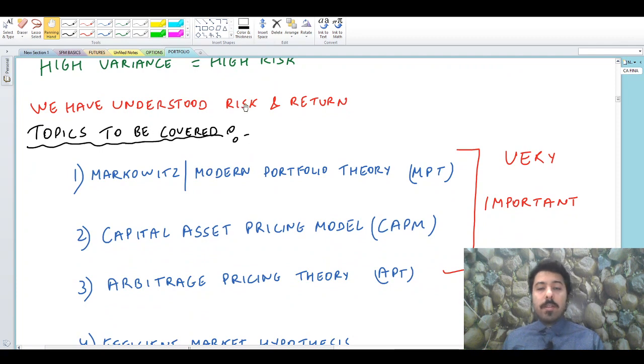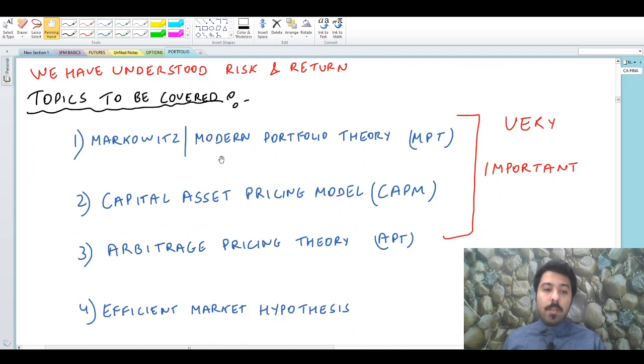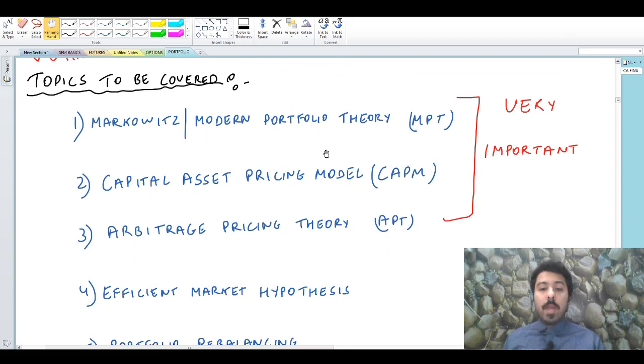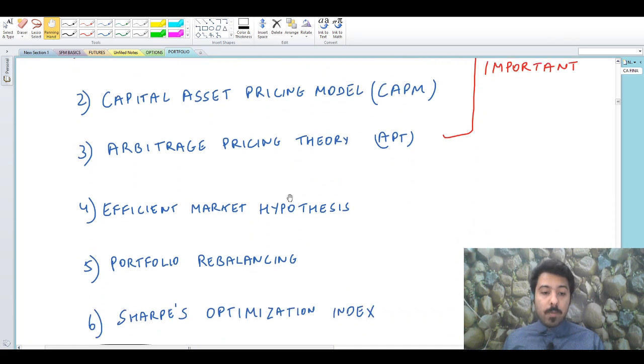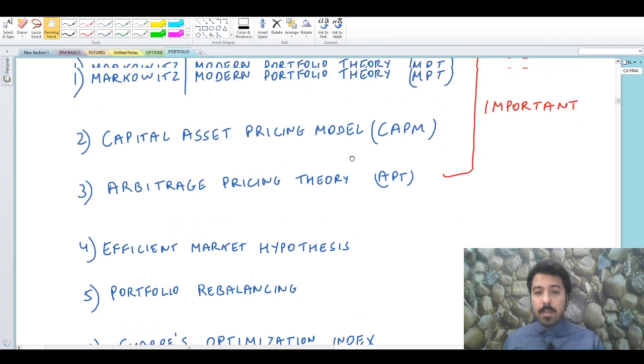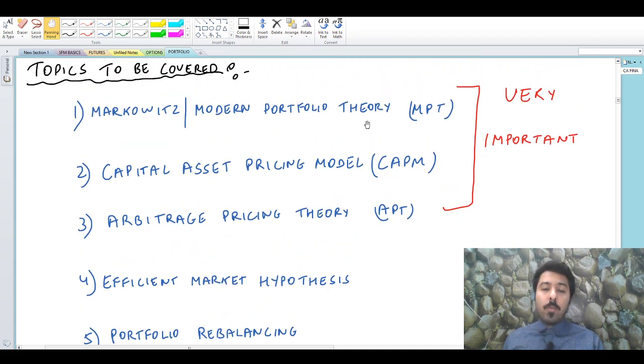And see, we have understood risk and return. Now we'll see what topics we have to cover in this chapter. First is modern portfolio theory, MPT, CAPM, capital asset pricing model, arbitrage pricing theory, efficient market hypothesis, portfolio rebalancing, Sharpe's optimization index. Out of this, these three are the most important. We'll cover all six, but these three are the most likely to be asked in the exams and are concept based. You need to understand what's happening.